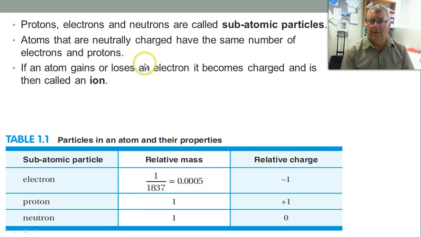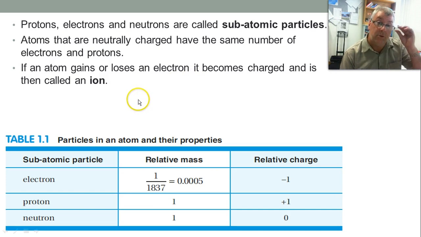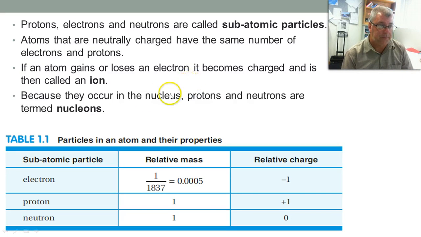Just make sure you read this. Sometimes I ramble on. If an atom gains or loses electrons, we can still call it an atom, but it becomes a special atom, and we call it an ion because it has charge, and it can have a positive charge or a negative charge depending on if it gains or loses electrons.